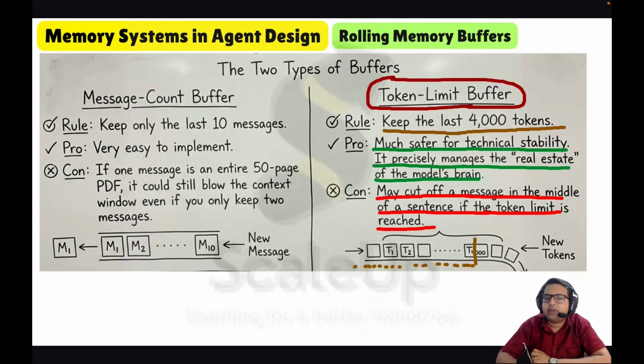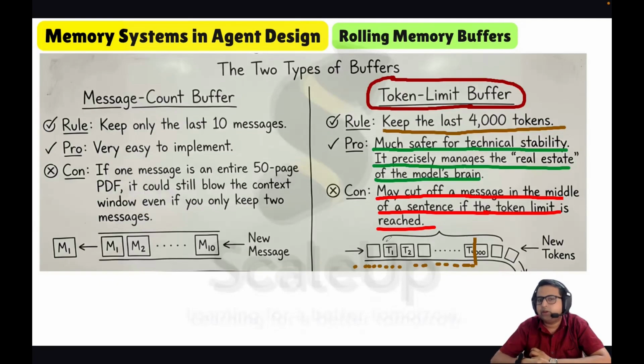And an incomplete message is always dangerous, because we know that whatever is in the context window will be part of the active short-term memory, and the large language model will process it. And if the large language model is processing incomplete information, that can be very, very dangerous.